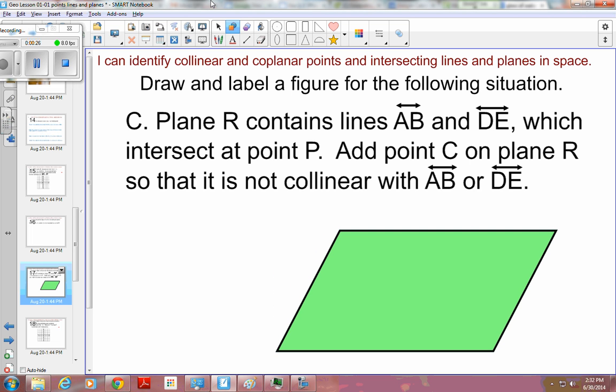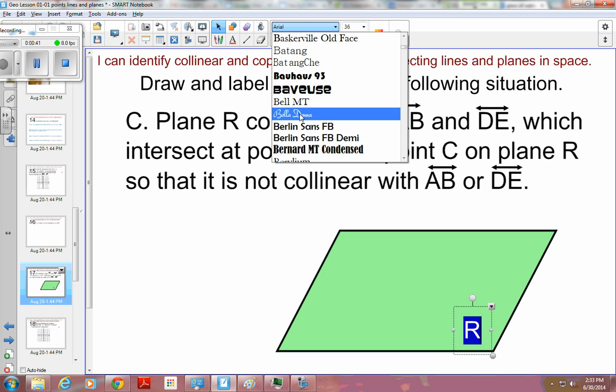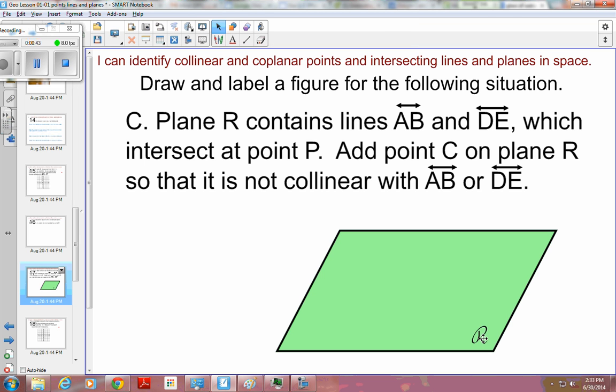So here is our plane. Remember, we use a parallelogram that's shaded in for our planes. And this is plane R, so I need to label it R. And remember, we use scripted letters for our planes, so I need to change that into a scripted capital letter. So there's a scripted capital R. So there is plane R. First part taken care of.